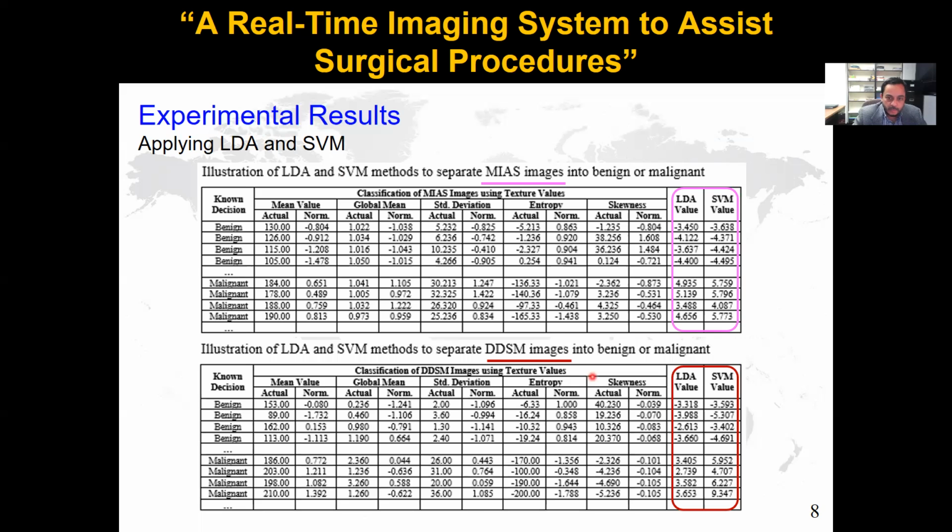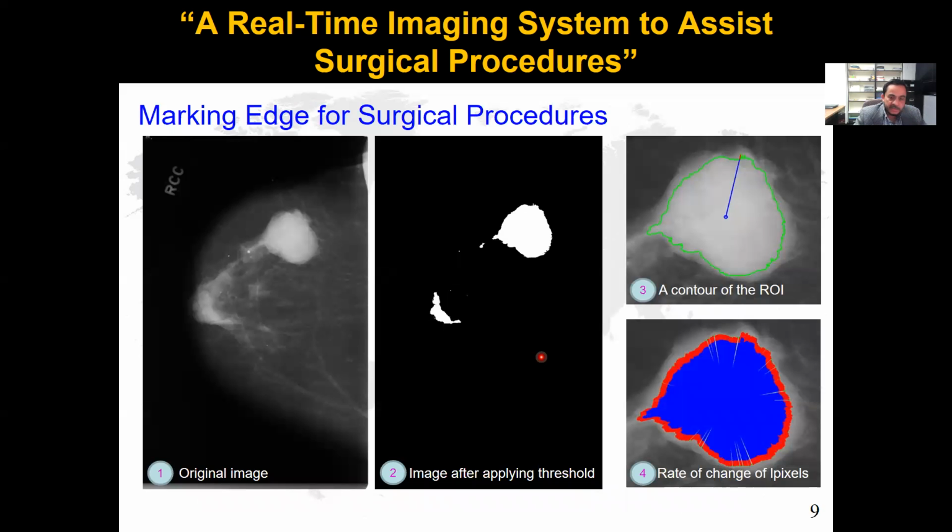A similar experiment we did with DDSM images, and we also observed similar outcomes. For benign images, both LDA and SVM give negative values, and for malignant images, both LDA and SVM give positive values. So this part concludes the first part, that is classifying images into benign and malignant. Now, the second part: we start with malignant images for fine-tuning that region of interest to facilitate surgical procedure.